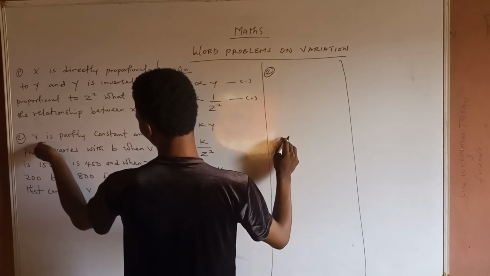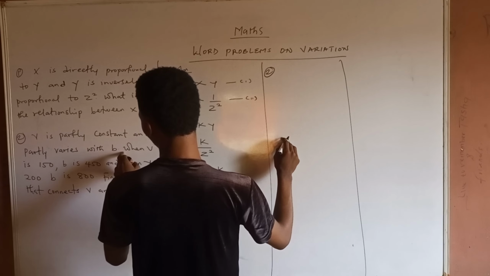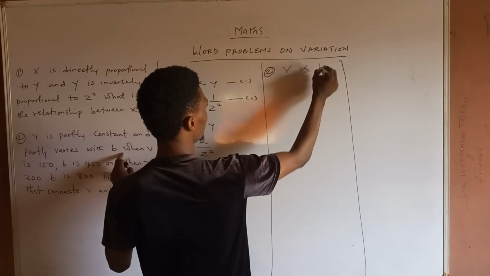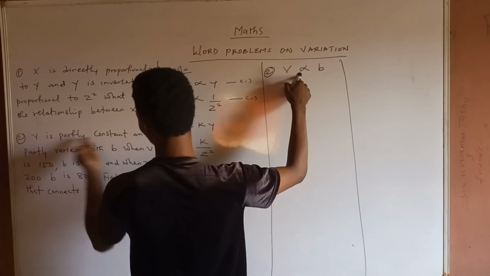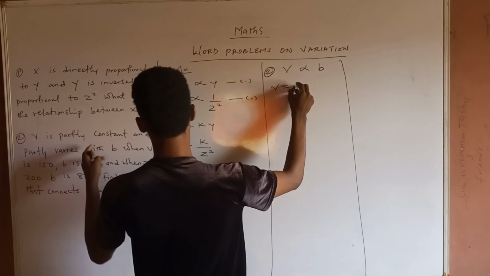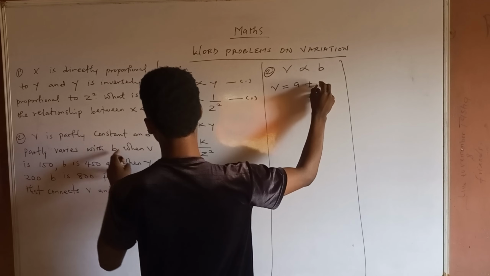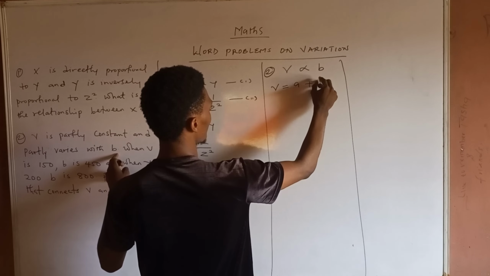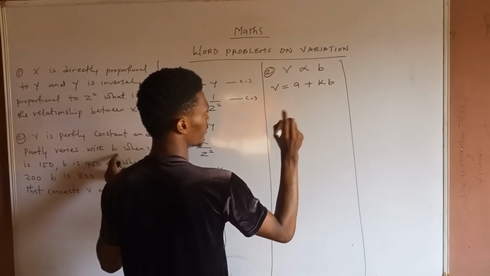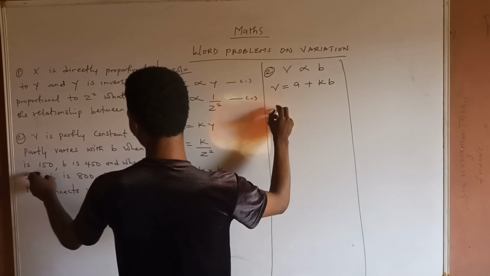So we can just go like v varies with b, and that becomes v is directly proportional to b. By the introduction of a constant in obedience to this statement, it becomes v is equal to, we could use a as a constant plus, then we introduce another constant to this b, that's kb. You know that there are two constants in partial variation, so don't forget that. So from here, we can easily work with these values.